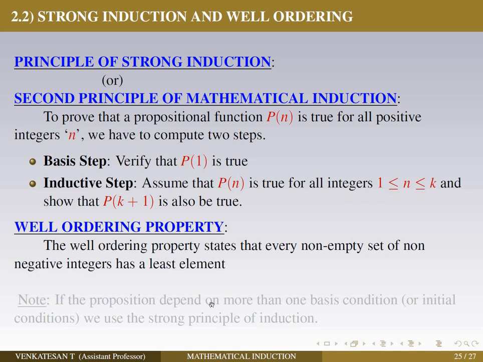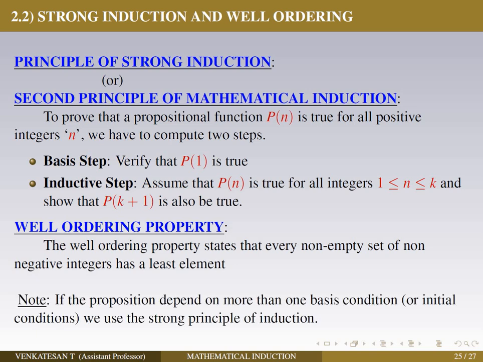Next, well ordering property. The well ordering property states that every non-empty set of non-negative integers has a least element. For example, if you consider a non-empty set like 1, 2, 3, 4, 5, what is the least element in that set? 1. So, whenever you consider a non-empty set of non-negative integers, it must have a least element. That is well ordering property. Note, if the proposition depends on more than one basis condition or initial condition, we use the strong principle of induction.